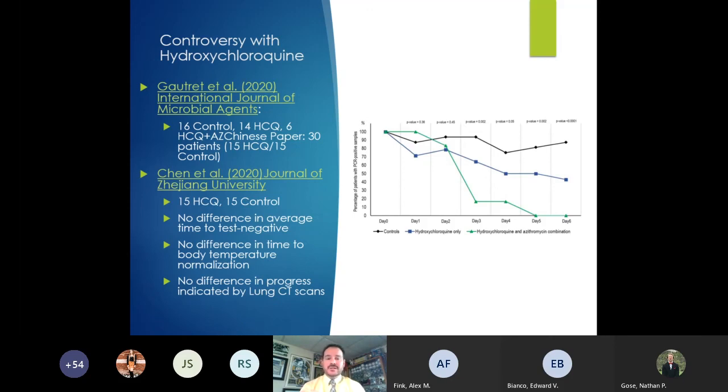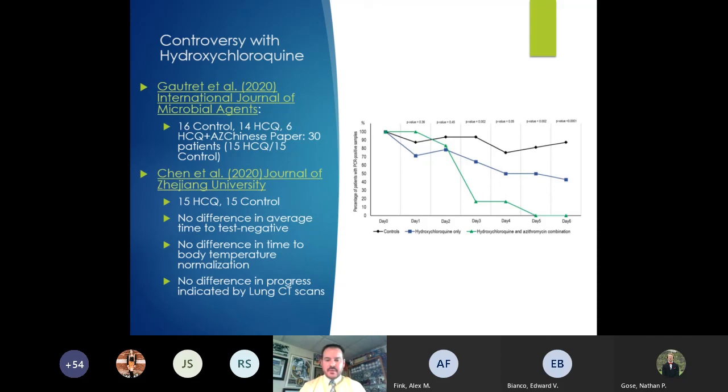It only shows us that there's potentially some promise, and this absolutely requires some further study. Now, a paper that just came out from China, again, all I could read was the translated abstract, but they did 15 and 15, and what they saw was the following. So they treated 15 people with hydroxychloroquine, they had 15 controls, and they saw the following.